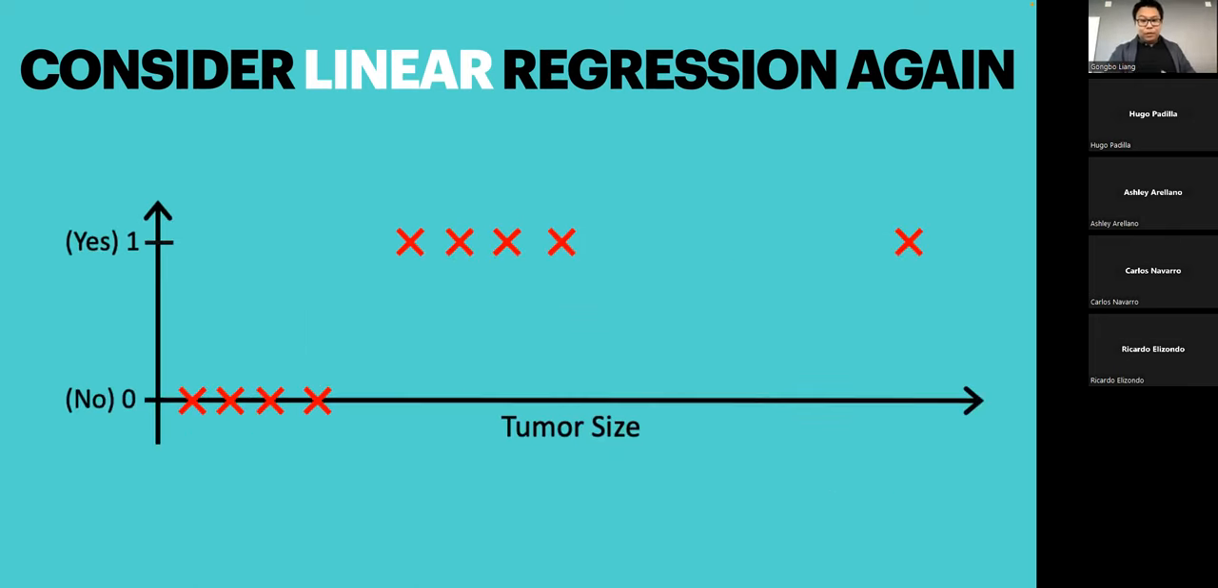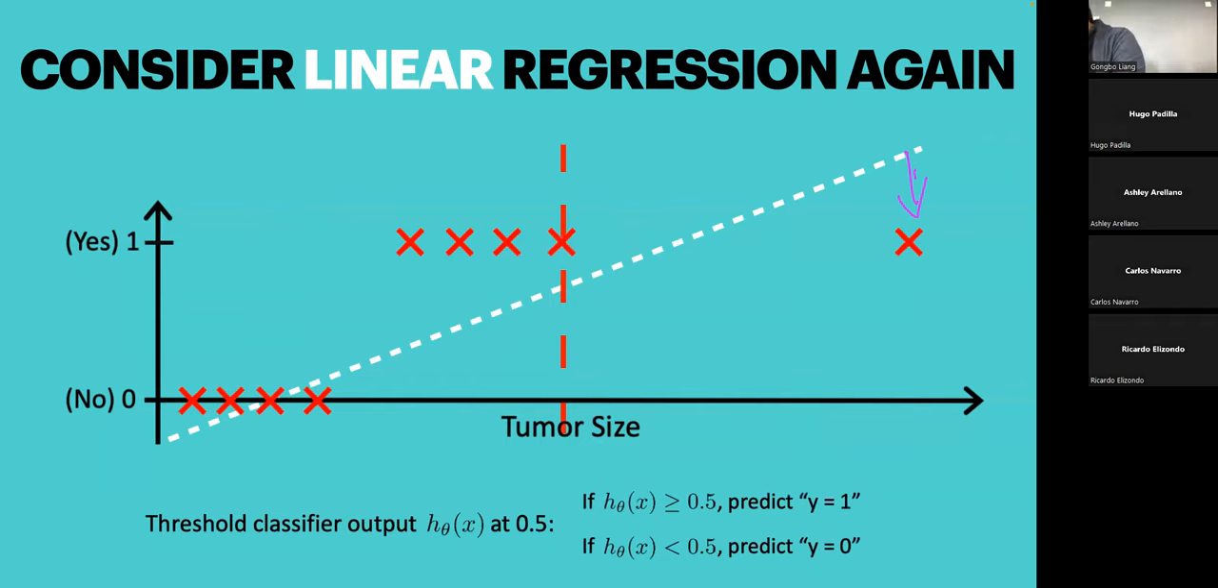However, if we have one more malignant sample like this, and we fit a model, the model will look like this. Now if we cut the model at 0.5, it doesn't work anymore. If I use 0.5, then there will be three malignant tumors predicted or decided as benign.